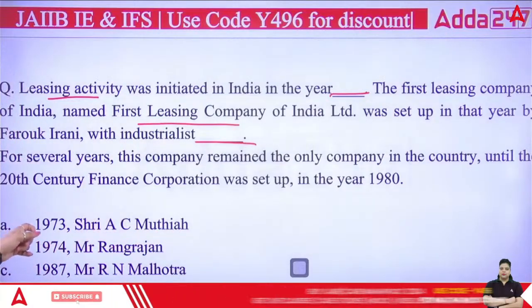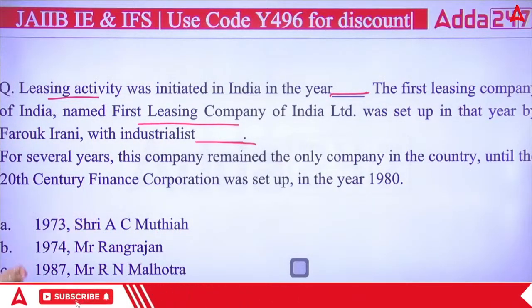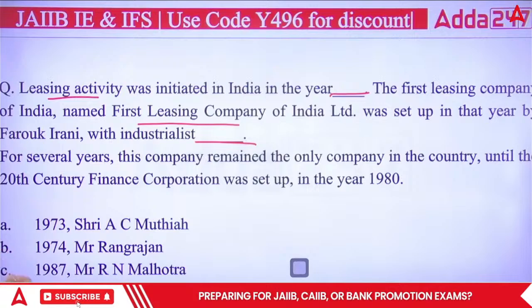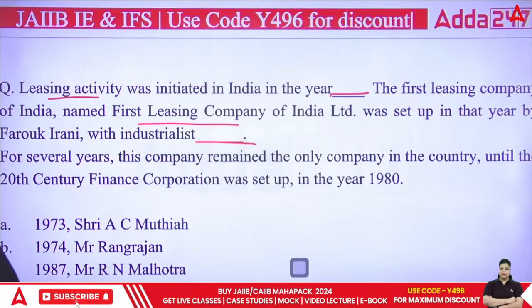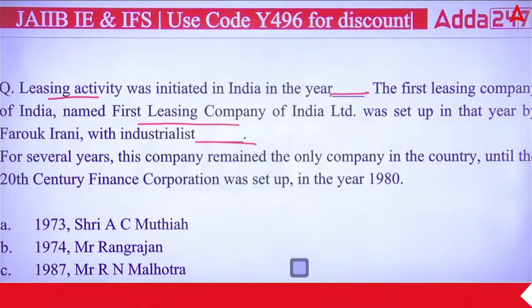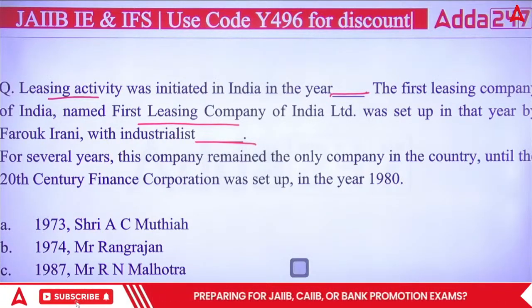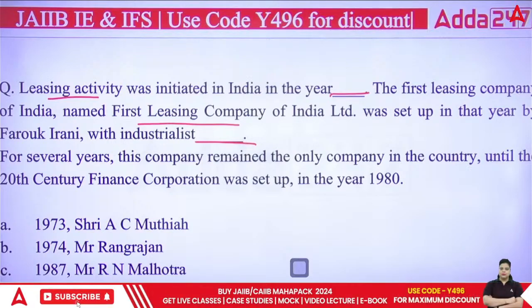So you have: A, 1973, Mr. A.C. Muthai; B, 1974, Mr. Rangarajan; C, 1987, Mr. Anand Malhotra; and D, none of the above. So what do you think? Which of the following is correct? A, B, C or D?